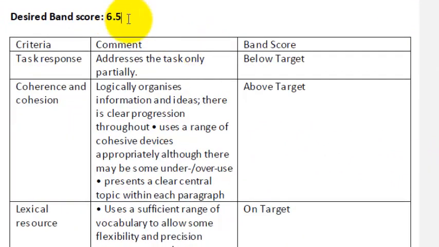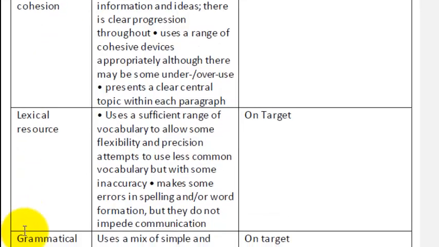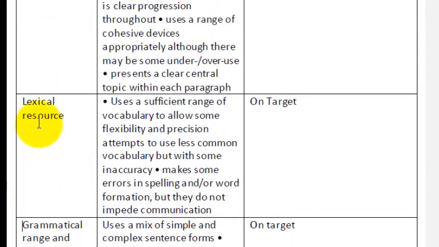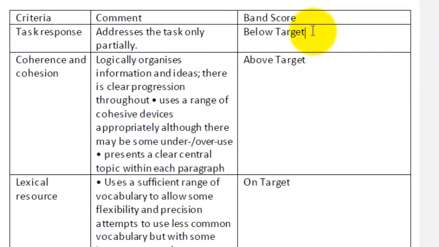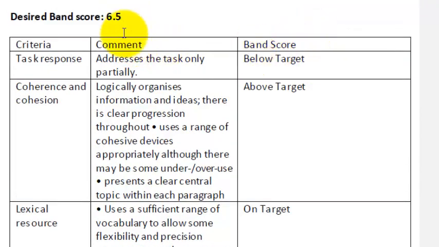Now, this writer needed 6.5, and what we do is we go through all of the 4 criteria that your IELTS writing is judged on. So that's task response, cohesion and coherence, lexical resource, and grammatical range and accuracy. And we make a comment about how you're doing, and then indicate whether you are below the band score you want. In this case, she wanted 6.5, or above the band score that you want, or actually on target.